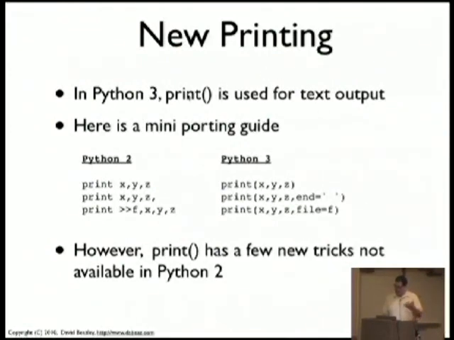So one of the things you know about is that print has changed into a function. This is a little mini porting guide just to see how it's different. If you're just printing out items, just put parentheses around it. The dangling comma, you may know, to suppress the newline, that's gone in Python 3. Instead, you just use this end keyword argument where you can specify a different ending for what you're printing. And then also the greater than F, that redirect, that's also gone in Python 3. So all you do is say file equals F, and it gets redirected out to a file.